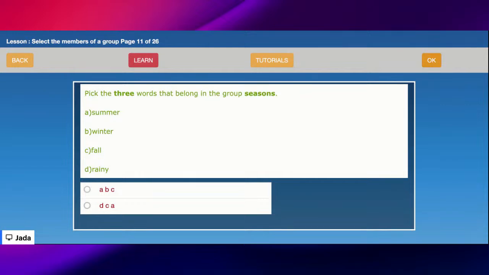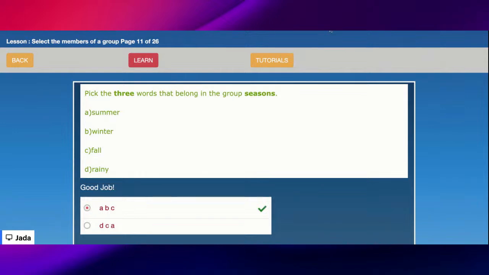And then the one that belongs in the group of seasons. What are the seasons? We don't know the short version of candy. Stop spamming with that, okay? So, what's this one? A B C. Okay. Summer, winter, and then fall. Okay.